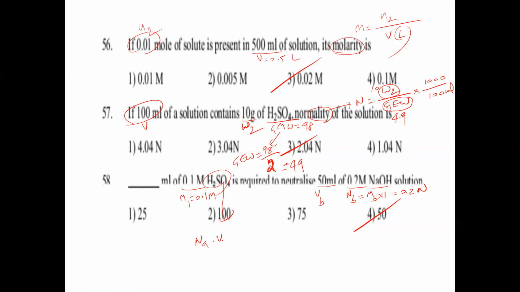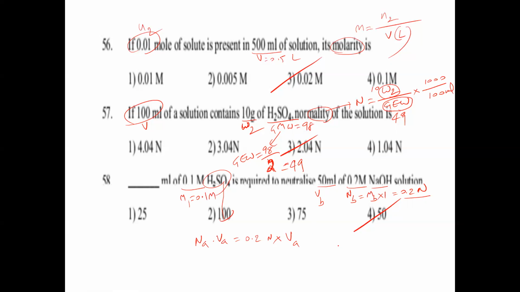NaVa. Na is how much here? Molarity is given as 0.1, but the N factor is 2 for H2SO4. So 2 into 0.1 is 0.2 normal, into volume. We have to get the volume of acid. And in this case, NB is equal to 0.2 normal and VB is equal to 50 ml.